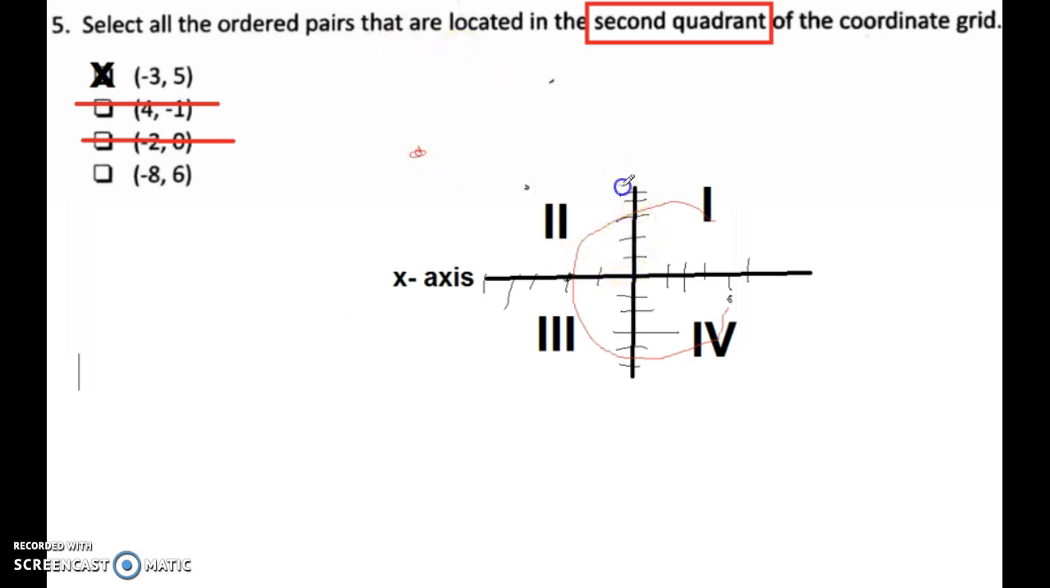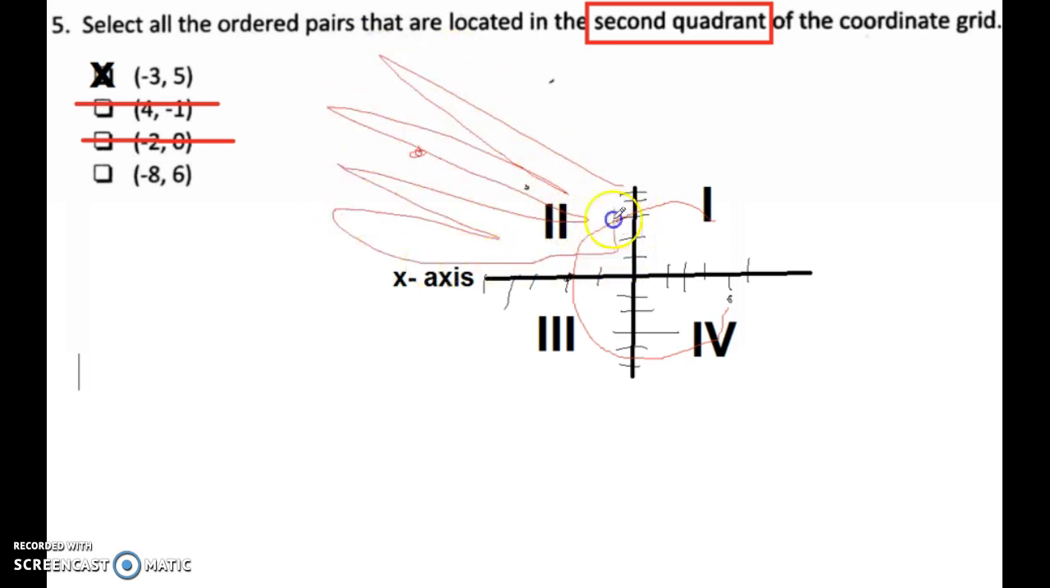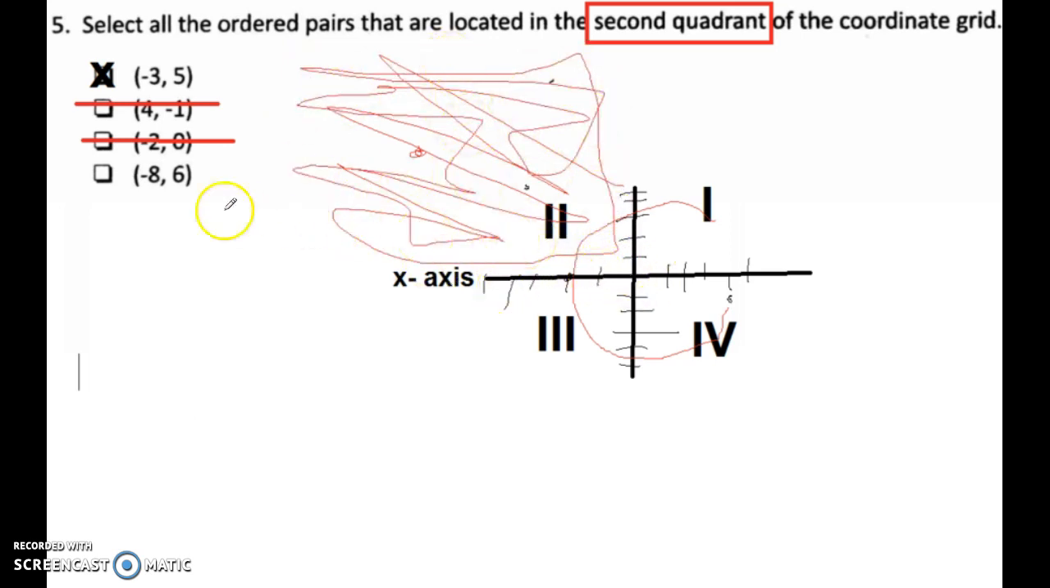Yes, because this whole area, everything over here, anything, even though I didn't graph it all, is quadrant 2. Anything that goes negative and up. So yes, our last one is part of quadrant 2. It's going to be the first and last one.